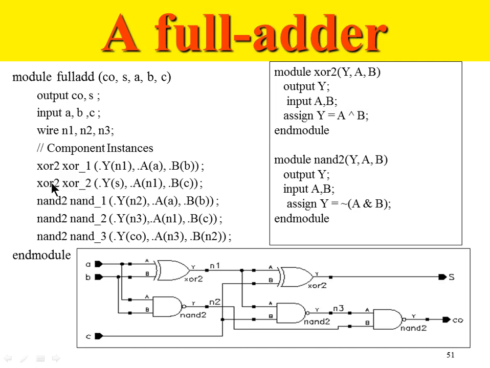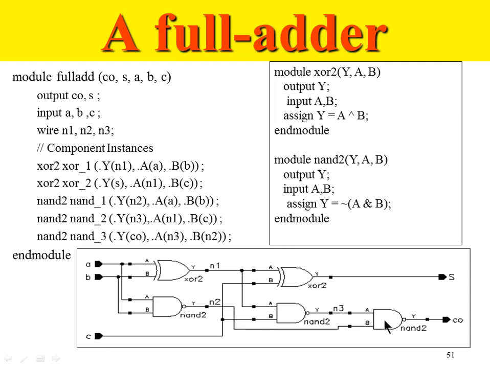XOR gate number 2 instance, XOR2, XOR_2. This is the label for this instance. Again, I'm going to do port mapping. .Y goes to S, which is the output of this XOR gate. .A, the first input, goes to N1. N1 is connected to the first input of the second XOR gate, and C, which is the third input, is connected to the second input of this XOR gate. So this .B goes to C, as you see here. So XOR2 instances have been done.